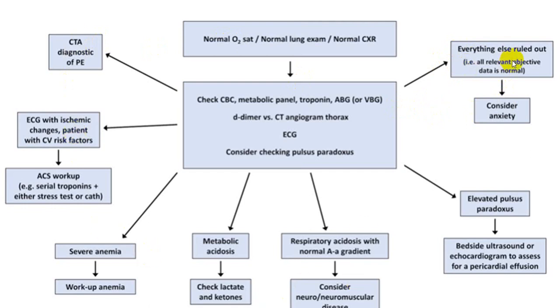Then you can go for what we call psychogenic, that is anxiety. And if there is pulsus paradoxus, you can go for pericardial effusion or cardiac tamponade.